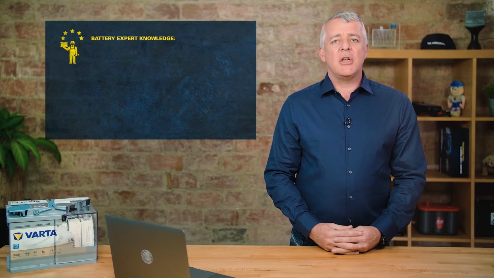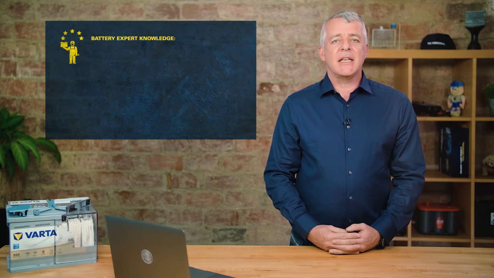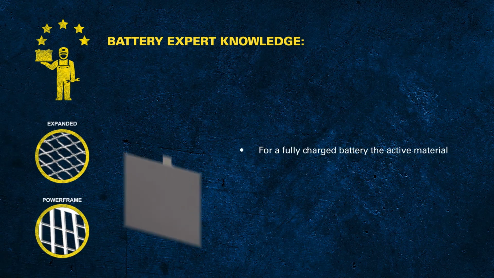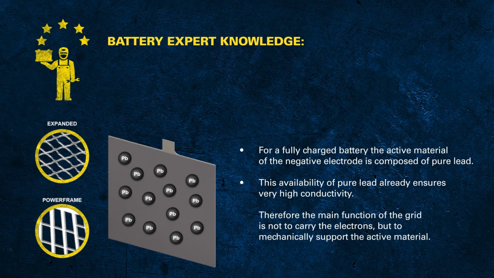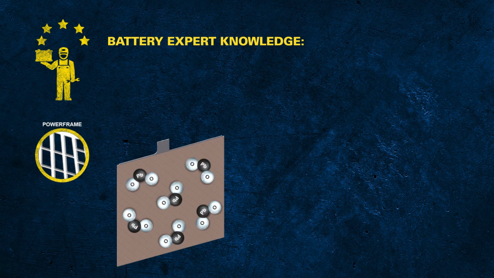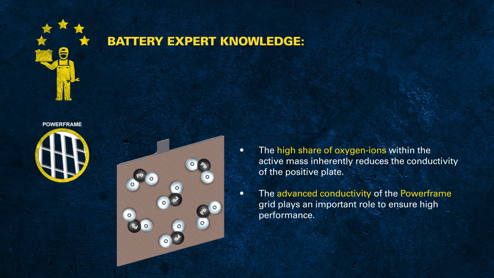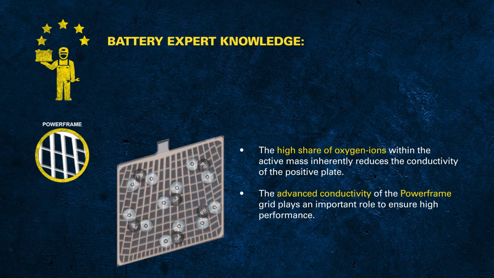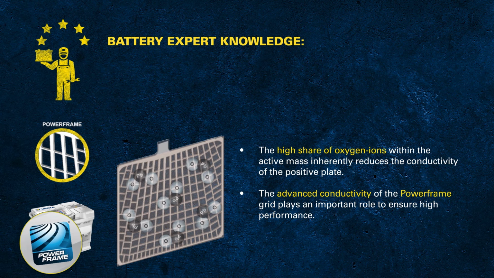With all this information, we are now able to explain why Varta uses an expanded grid only for its negative plate. The pure lead in the active mass is already a perfect conductor. Therefore, the main objective of the grid is not to carry the electrons, but to be a mechanical support for the plate. Knowing that the active mass of the positive plate is composed of lead dioxide, or PbO2, providing less conductivity, we also understand why the shape of the positive grid is so important to achieve the best battery performance.